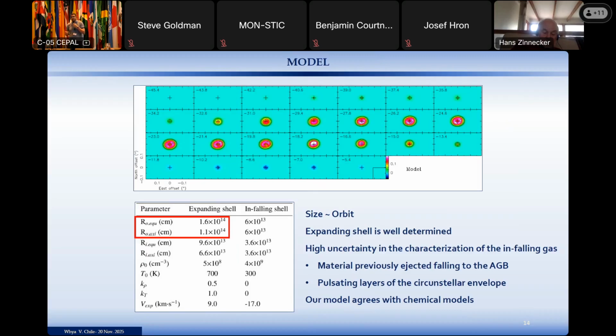And as a result, we don't know if the absorption is due to material that was previously ejected by the AGB star and is now falling back onto the AGB star, as predicted by hydrodynamical models, or due to the pulsation layers of the AGB star.